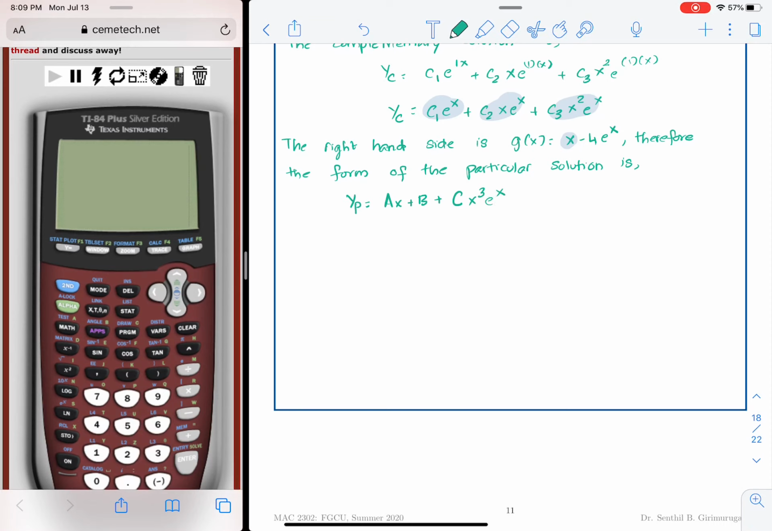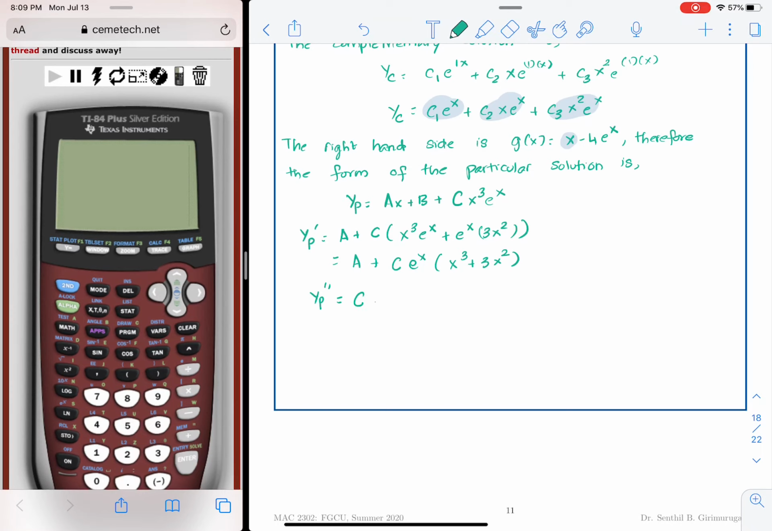So now we have to find the first derivative. That would be a derivative of the constant is 0, c times x cubed e raised x plus e raised x times 3x squared. So we have a plus c e raised x multiplied by x cubed plus 3x squared. The second derivative would make a 0.